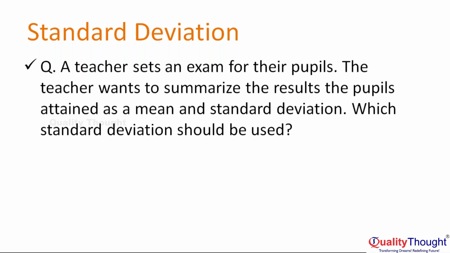So now let us understand. A teacher sets an examination for their people. The teacher wants to summarize the results the people attained as a mean and standard deviation. Which standard deviation should be used? Guys, tell me. Teacher sets an examination for their people. The teacher wants to summarize the results for their students. Is it a sample standard deviation or a population standard deviation that you will use?